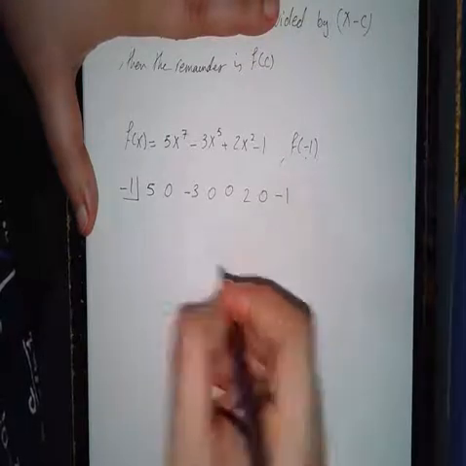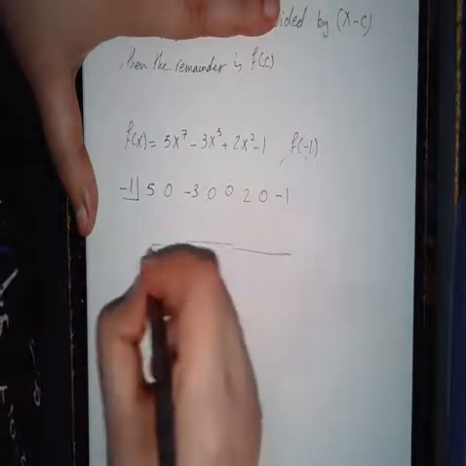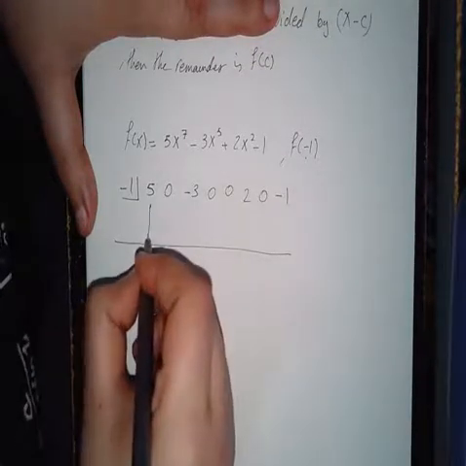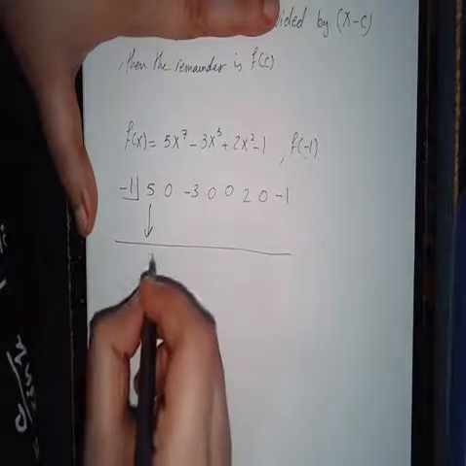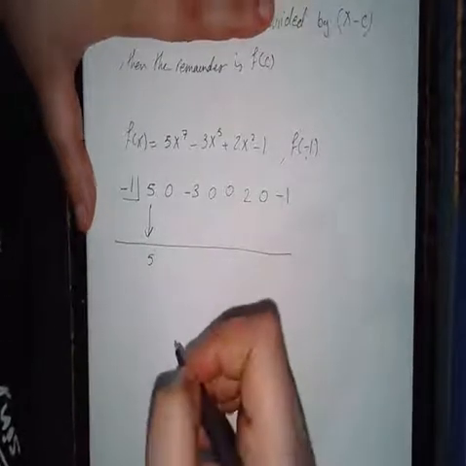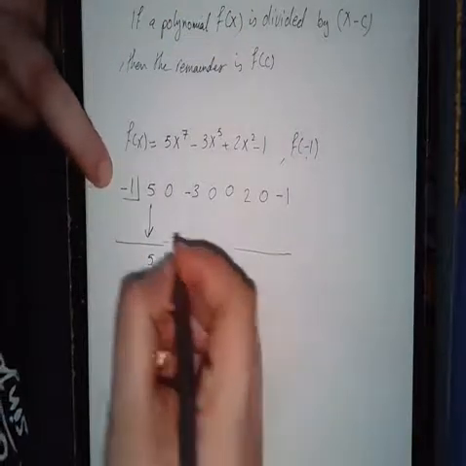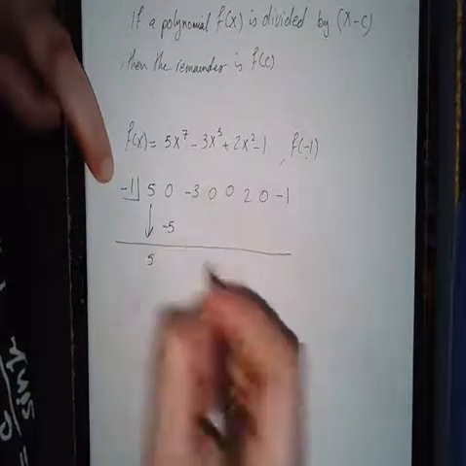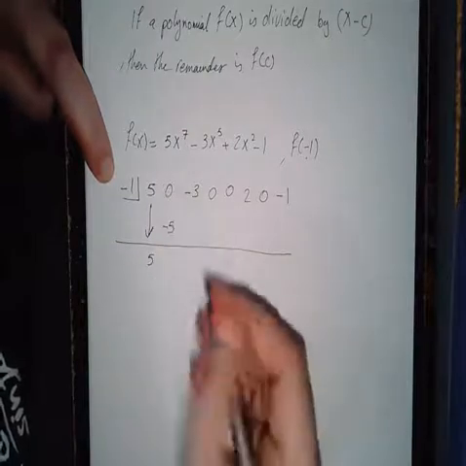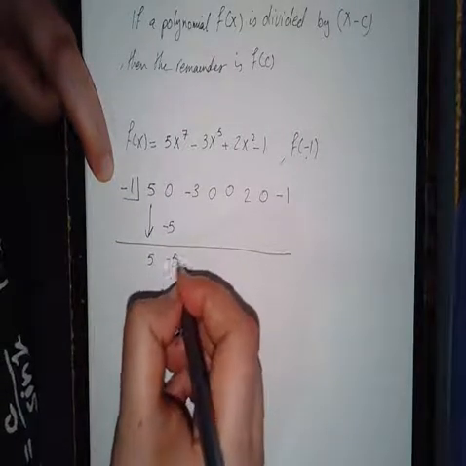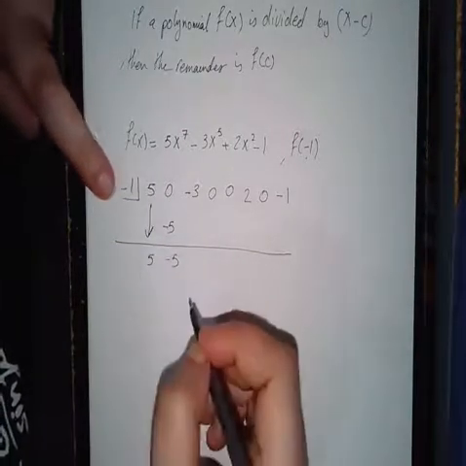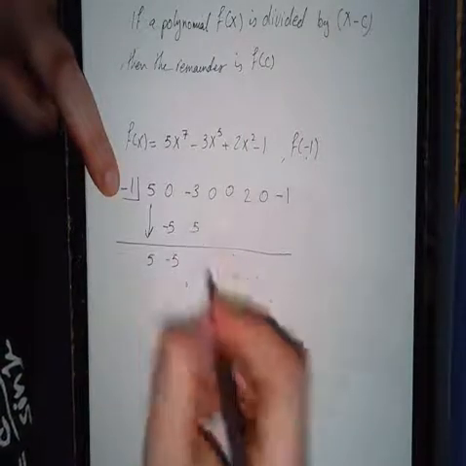Now, leave room, draw a line. Okay, now, arrow goes straight down. 5 is placed in the answer. And now we start multiplying. 5 times -1 is -5. You place it here. We're adding. 0 plus -5 is -5 still. Now -5 times -1 becomes a +5, right?